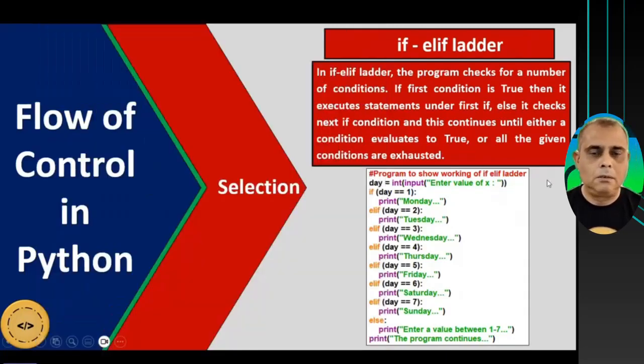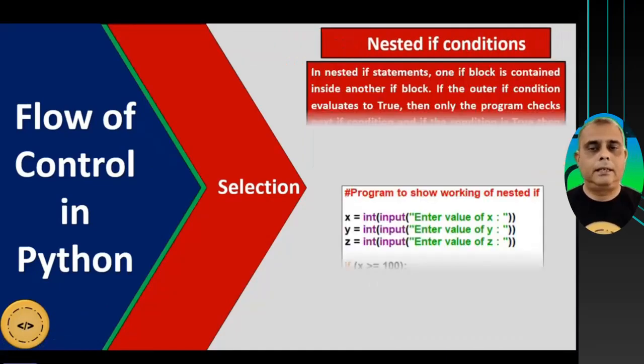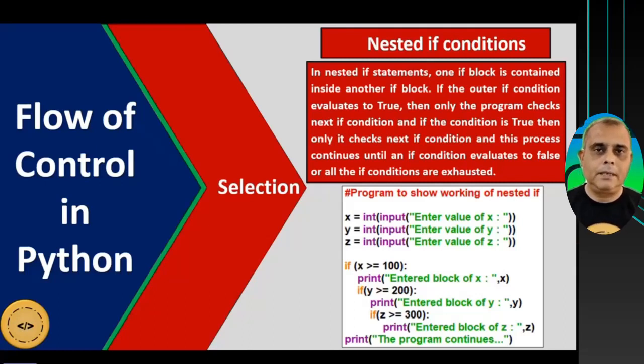Now let's move on to the next category of selection statements, and that is nested if conditions. In nested if statements, one if block is contained inside another if block. If the outer if condition evaluates to true, then only the program checks next if condition, and if the condition is true, then only it checks next if condition, and this process continues until an if condition evaluates to false or all the if conditions are exhausted. So this is how the nested if conditions are written.